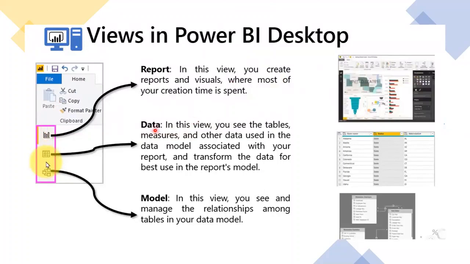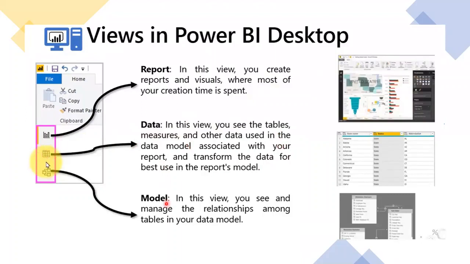Similarly, in the data view, you can see table information. Whatever data set we have pulled, that table information is shown in the data view. In this view, you can see the tables, measures, and other data used in the data model associated with your reports, and transform the data for best use in the report models. So the information on data, tables, and measures is all available in this data view.